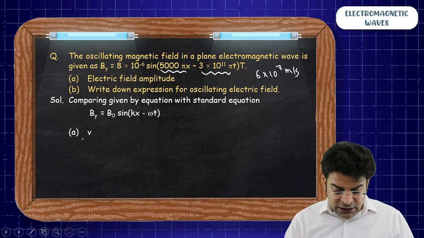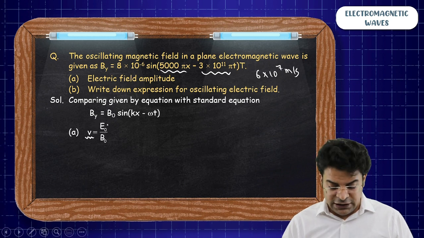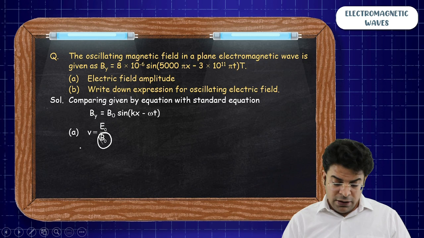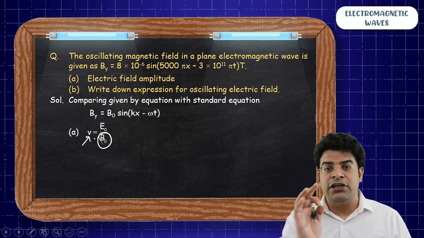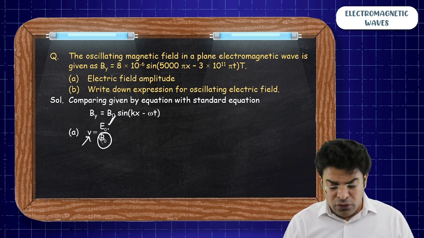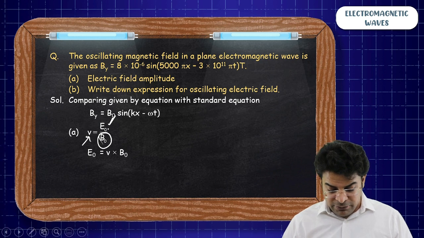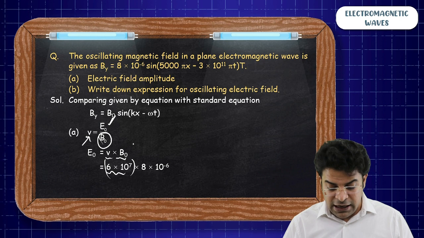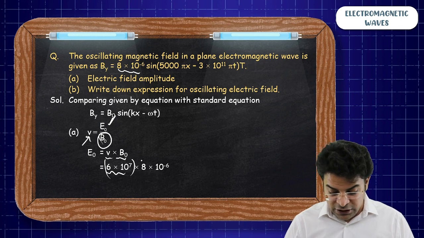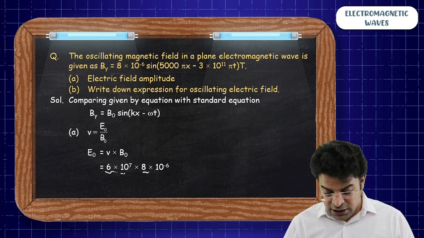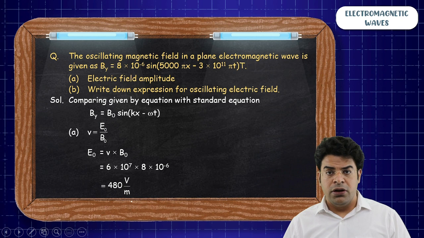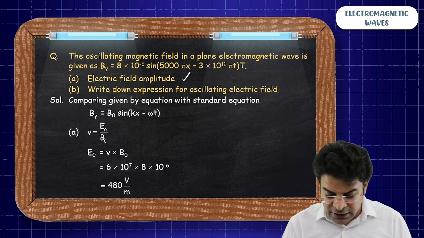We know that the speed of the EM wave is nothing but E naught by B naught. B naught is given. V we have already found, 6 into 10 to the power of 7. So the amplitude of electric field will be nothing but V into B naught, and V is given as 6 into 10 to the power of 7 and B naught is given as 8 into 10 to the power of minus 6. So here you get 6 into 8, 48 into 10 to the power of 1, that is 480 volt per meter. So now you know what the electric field amplitude is.